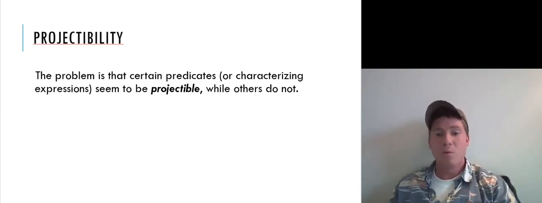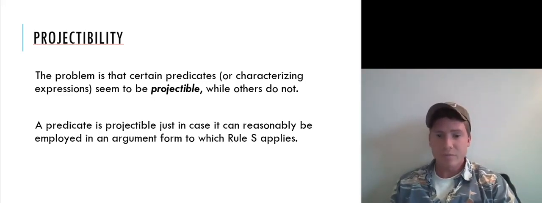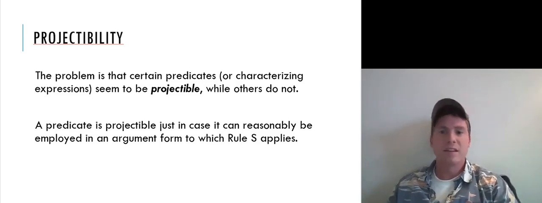So the problem for rule S is that certain predicates, or what we called in the video lecture on statements, characterizing expressions, seem to be projectable, while others do not. Now, a predicate we'll say is projectable just in case it can reasonably be employed in an argument form to which rule S applies. So an argument form like: n% of x's have been y's, therefore the next x will be y.